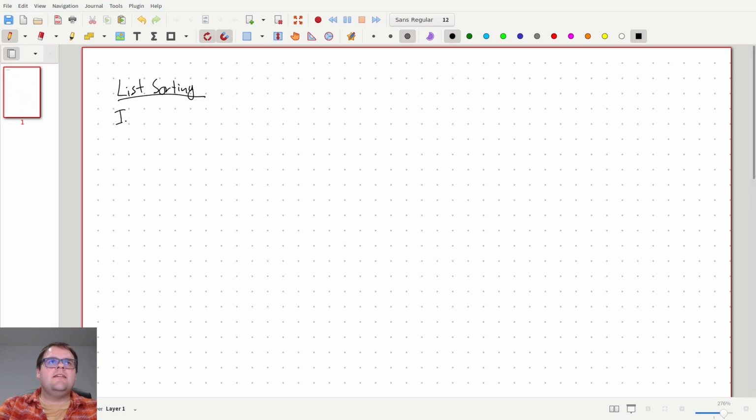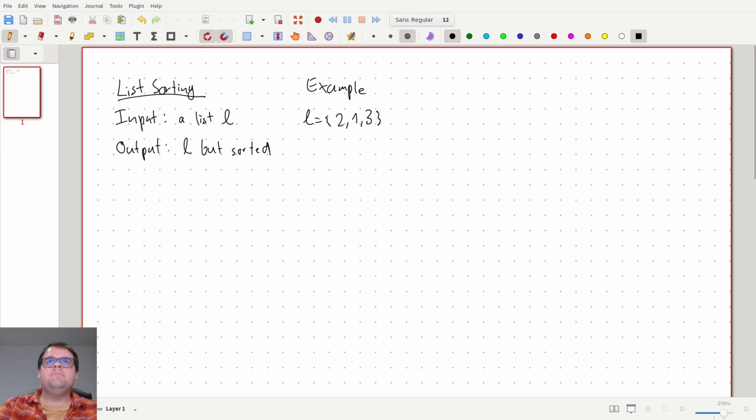So list sorting has an input, a list L, and as an output it has L but sorted. For example, if your list L is 3, 2, 1, 3, then the output would be 1, 2, 3, right? So it's a list but sorted.